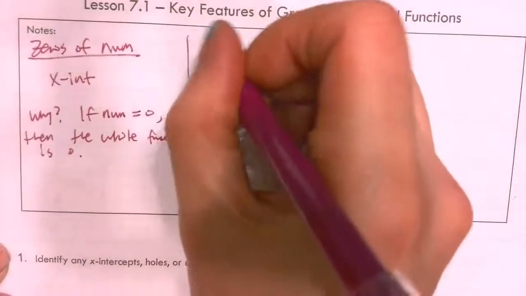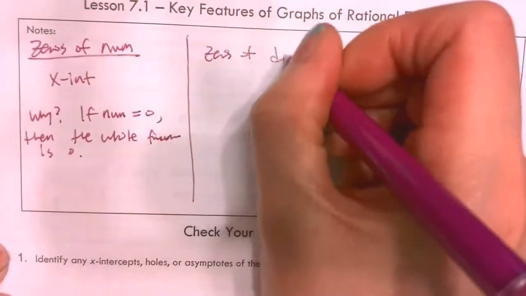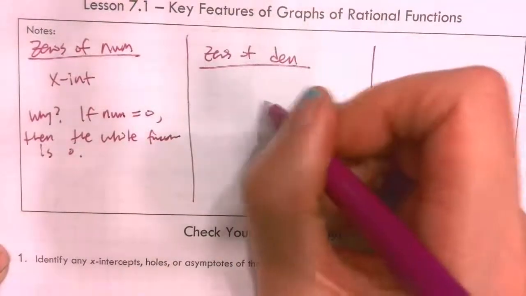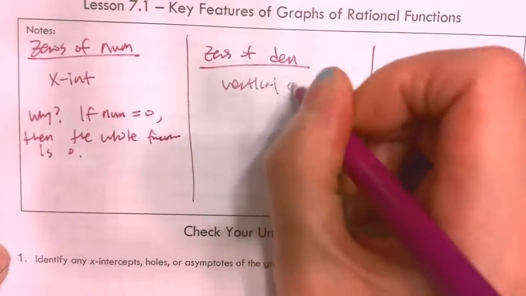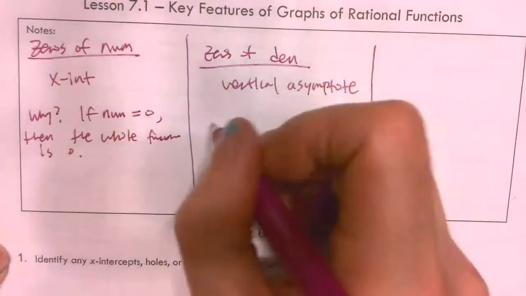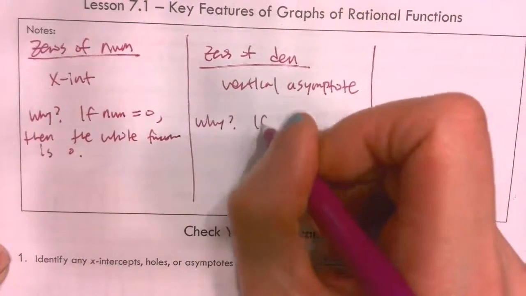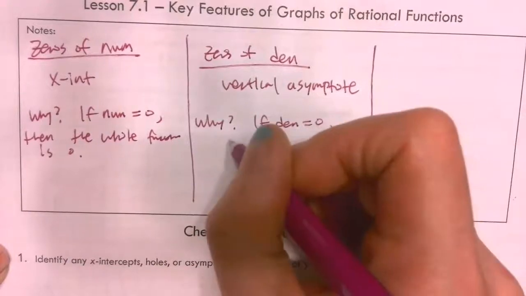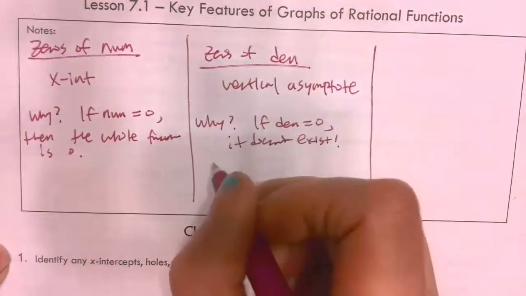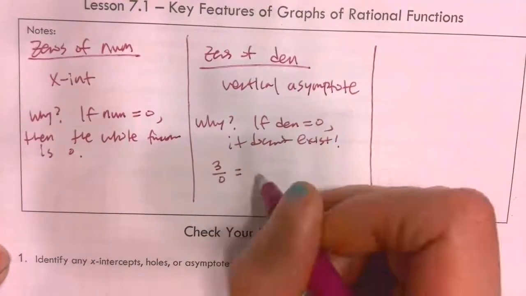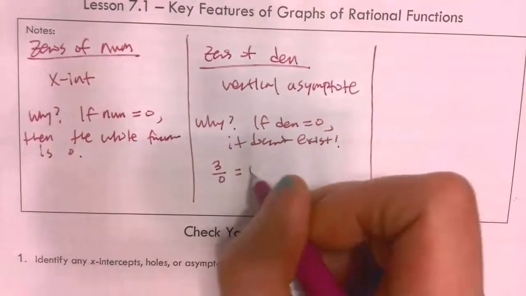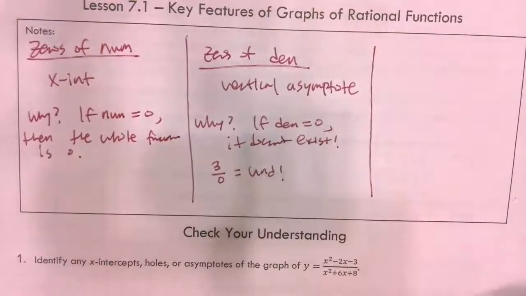Got it? Alright, what about zeros of the denominator? What happened when you set your denominator equal to 0? It gave you the vertical asymptotes. Why would that be? Because if the denominator is equal to 0, it doesn't exist. Think about it. What is 3 divided by 0? Remember, math commandment number 1: thou shalt not divide by 0. It's undefined. There's nothing there.